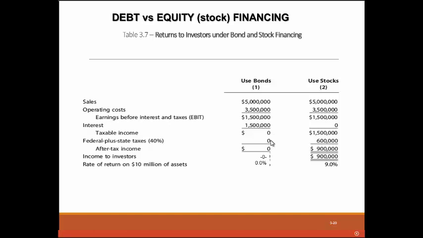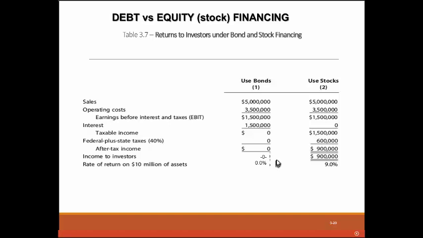Applying a 40% tax rate on zero would give zero income, so the income after tax available to investors would be zero. And therefore the rate of return on the $10 million of assets that this particular company has would also be zero. Not a real good deal.